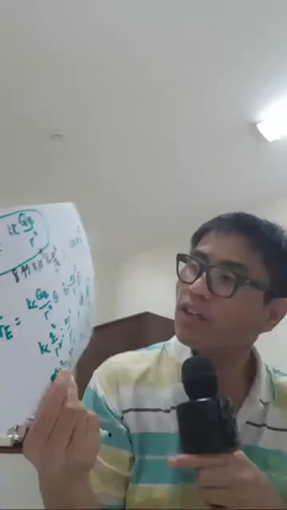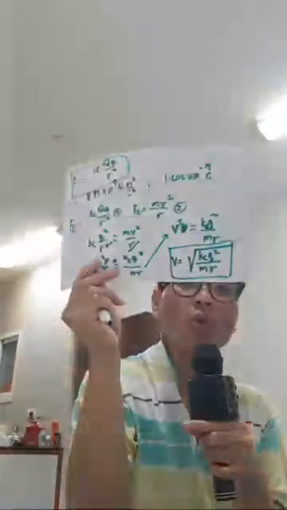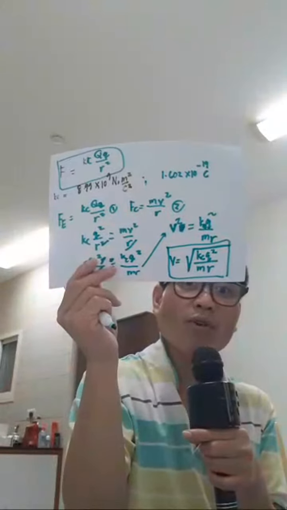V squared is equal to KCQ squared over MR, because it's easy to square the quantities rather than to square root. You get the point? Okay, so V squared, so let's say (2 pi R over T) raised to the power 2 is equal to KCQ squared over MR. Again, 4 pi squared R squared over T squared.